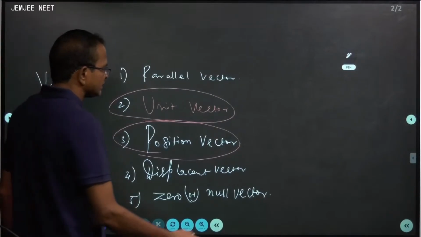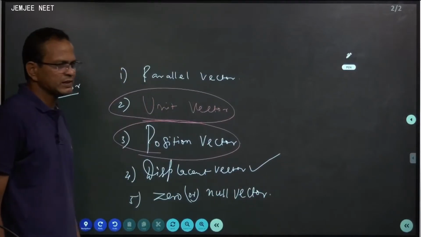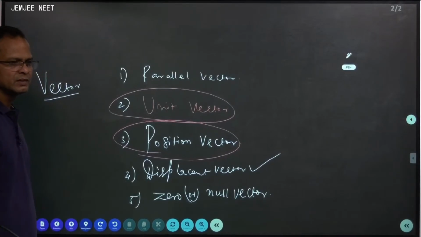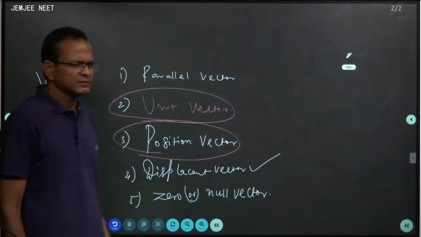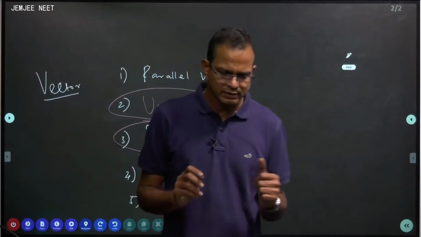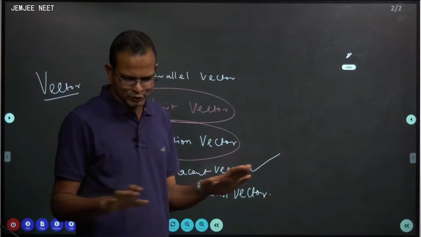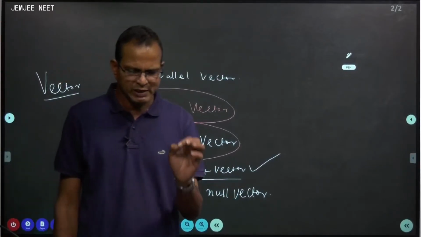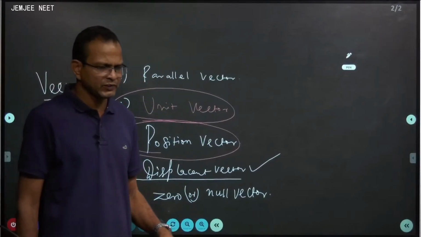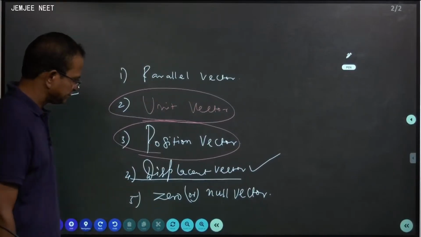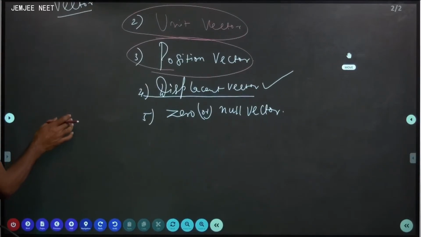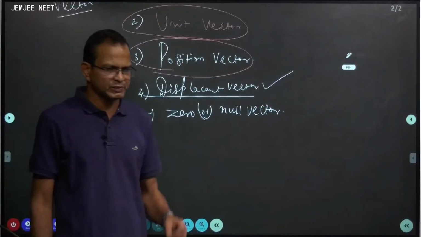Next one is displacement vector. What do you mean by displacement vector? It's a very interesting point. Rate of change of position of an object? No, that is velocity. I am talking about displacement, so there is no question of rate of change. Understand the point? So it's a displacement vector, right?